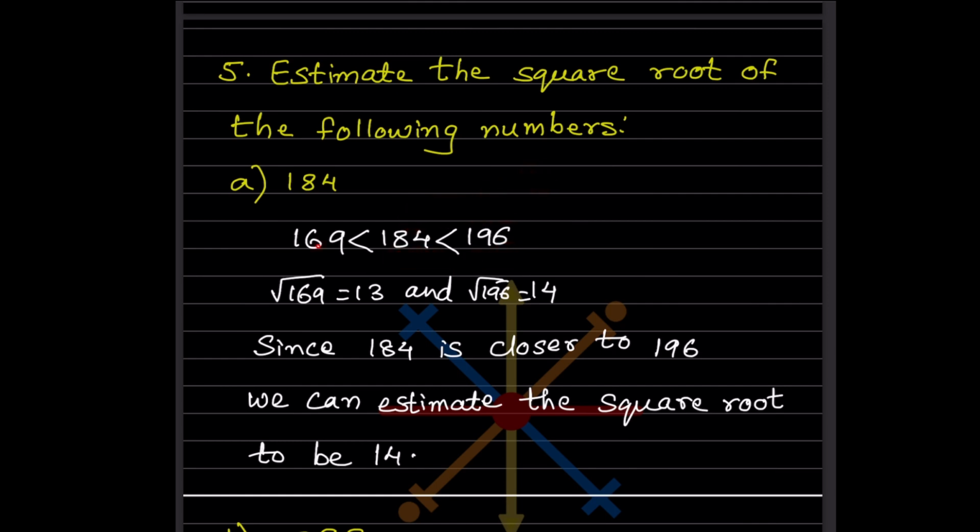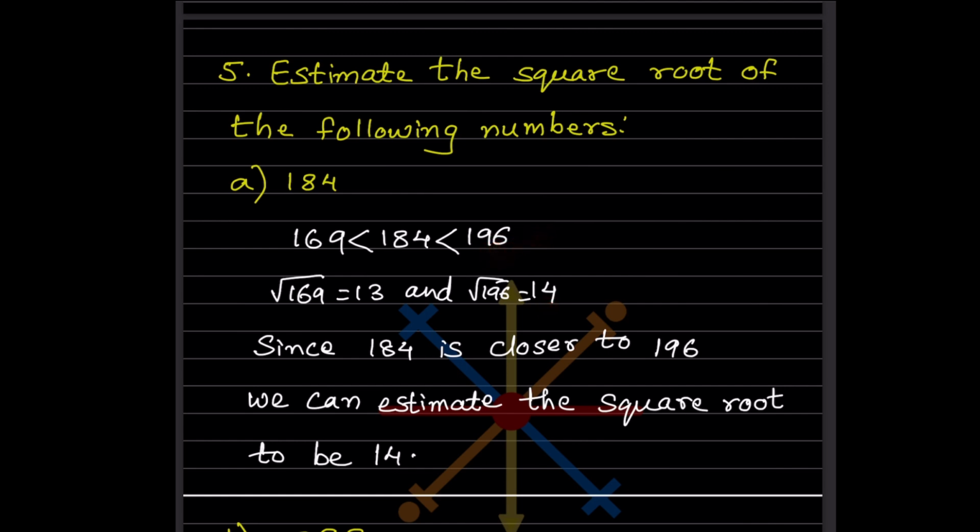So we have to write here 169 is less than 184 and this is less than 196. Now we can write this one, because they said estimate the square root. So root of 169, that is 13, and root of 196, that is 14.